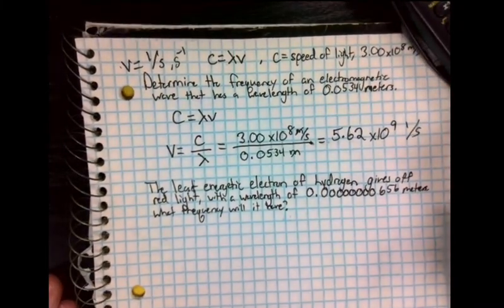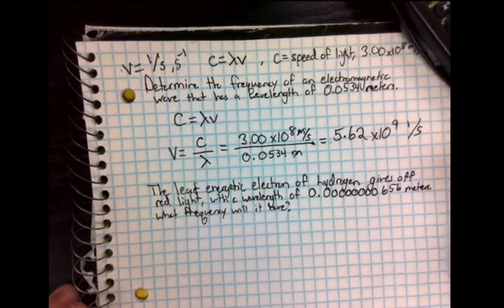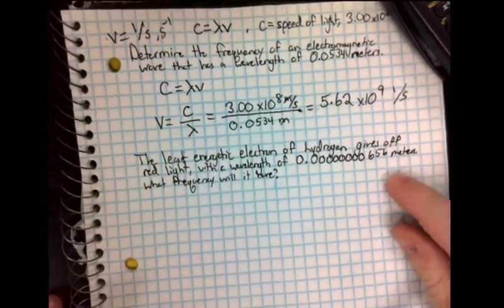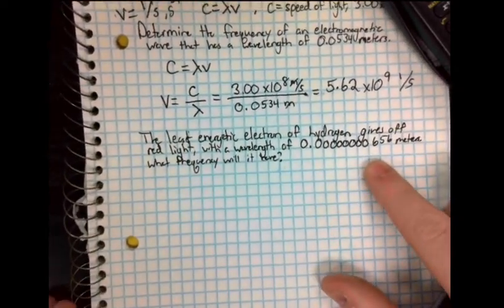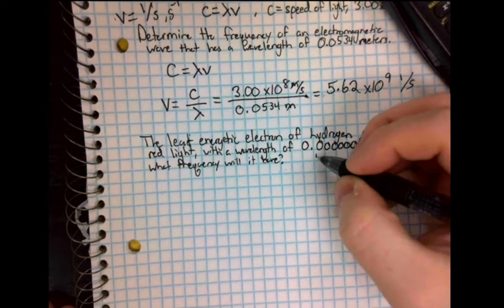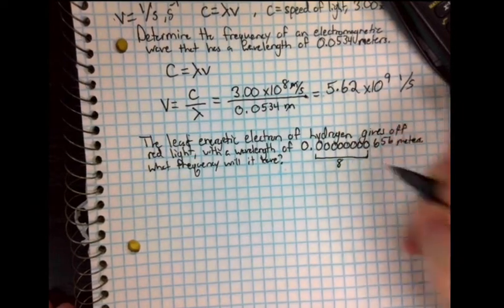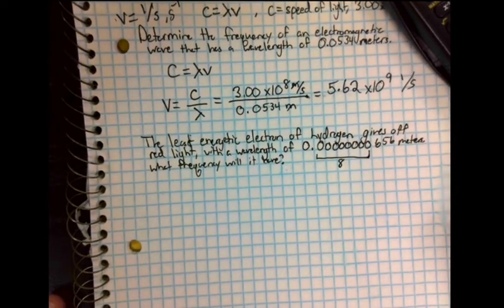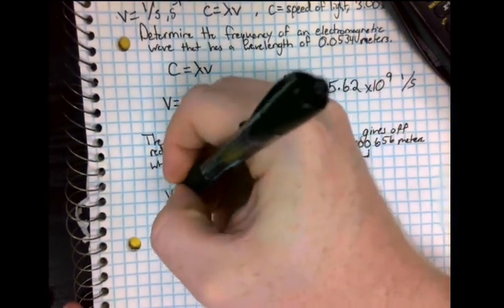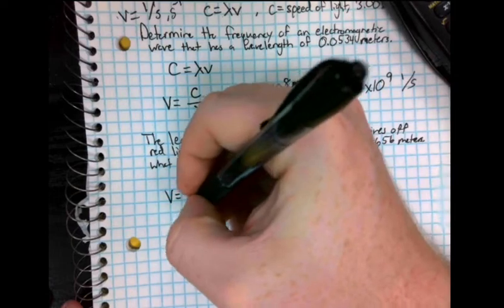The least energetic electron of hydrogen gives off red light with a wavelength of a very small number. This is 0.8 zeros. There's 8 zeros here. 656 meters. What frequency will it have? Well, we're going to plug it into the same equation. V equals c over lambda.